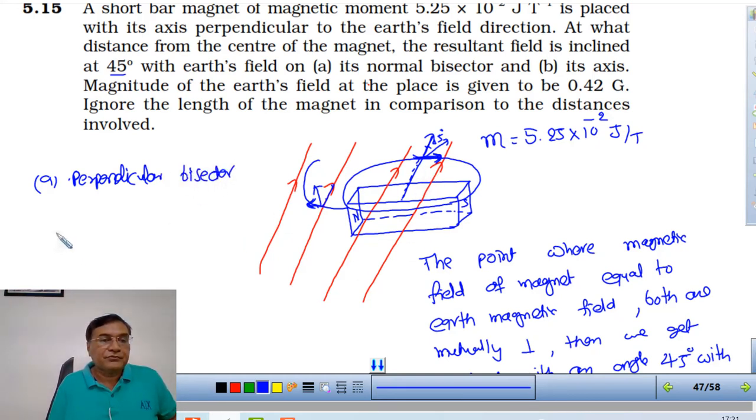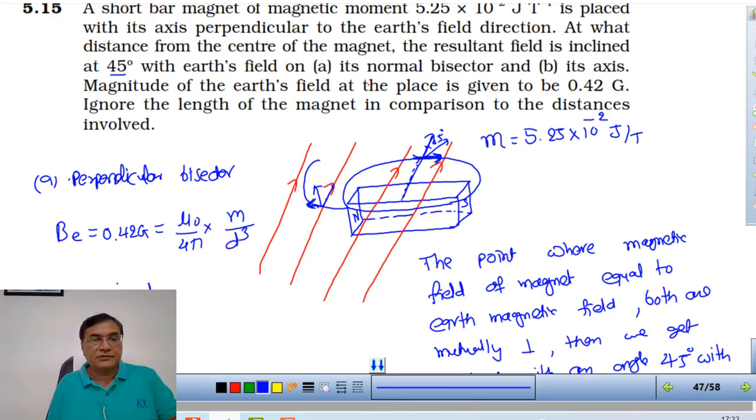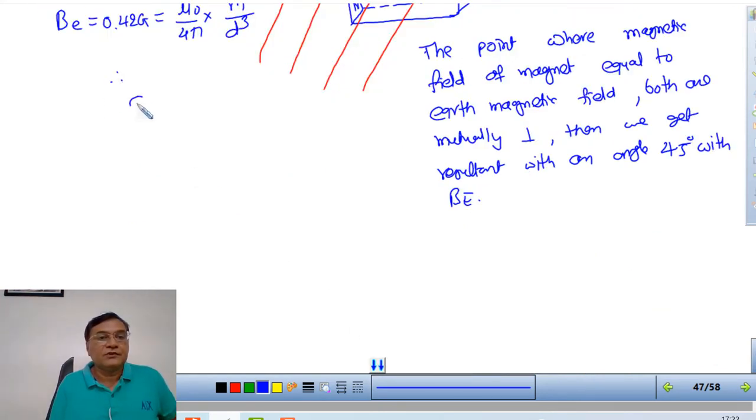So I use the formula B on the equatorial line is equal to 0.42 Gauss is equal to mu 0 upon 4 pi into m upon dq. Okay, so I get this dq. I write here. Therefore dq will be equal to mu 0 upon 4 pi into m upon 0.42 Gauss.